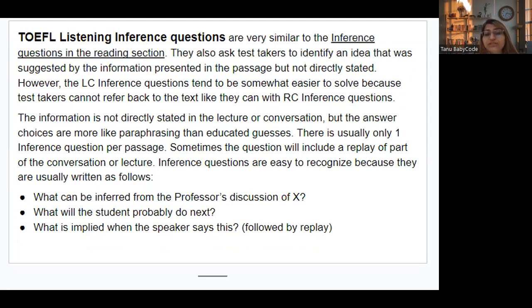Sometimes the question will include a replay of part of the conversation or lecture. Inference questions are easy to recognize because they are usually written like this: What can be inferred from the professor's discussion of X? What will the student probably do next? What is implied when the speaker says this? So they are asking you with these phrases. They are easy to recognize because they usually use words like imply, express, inferred.